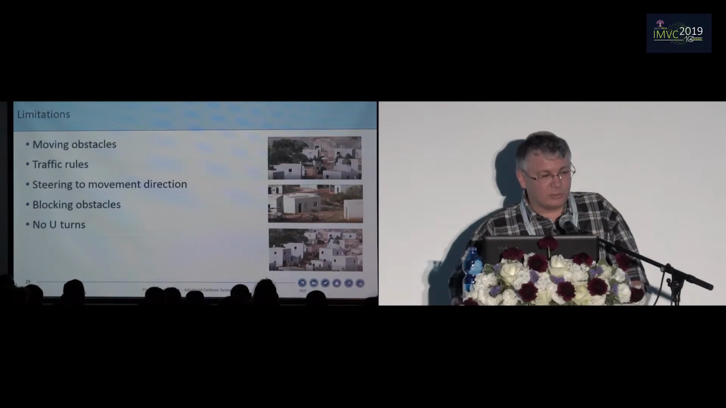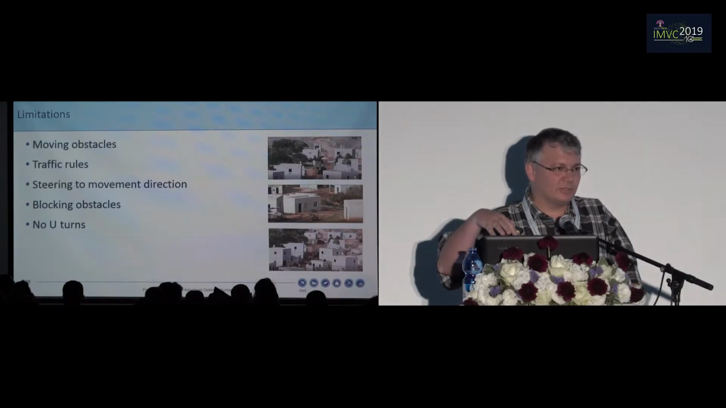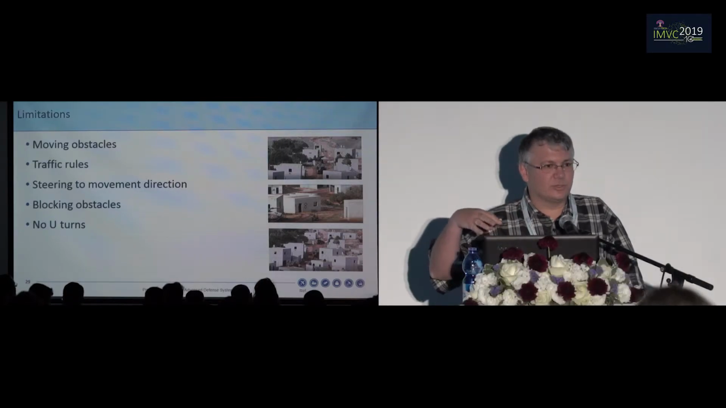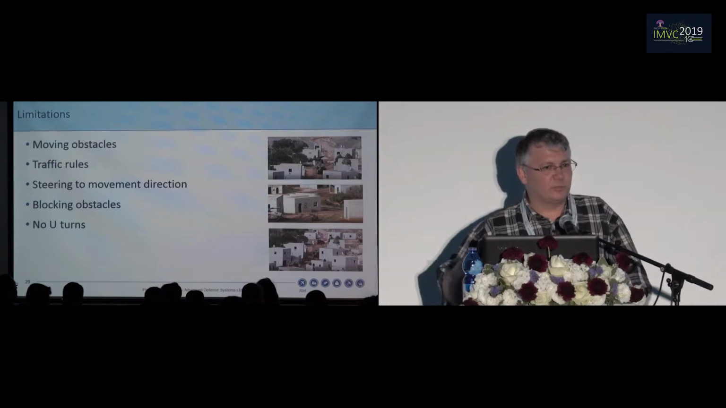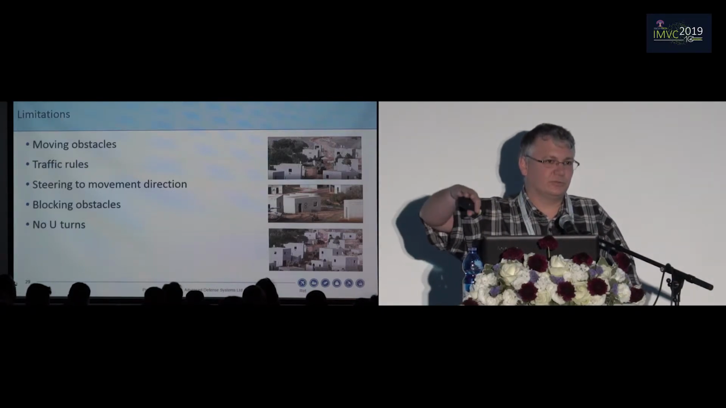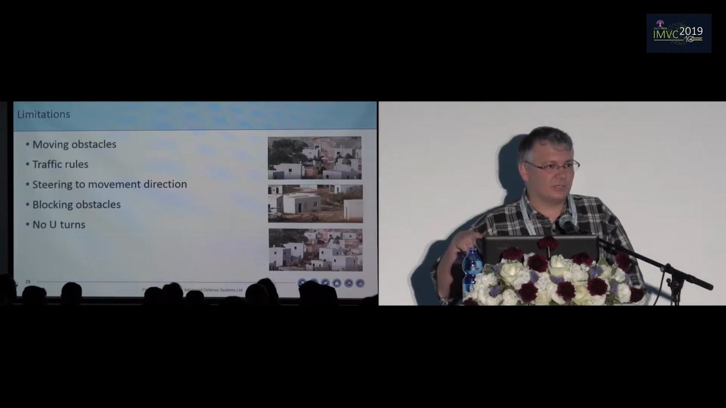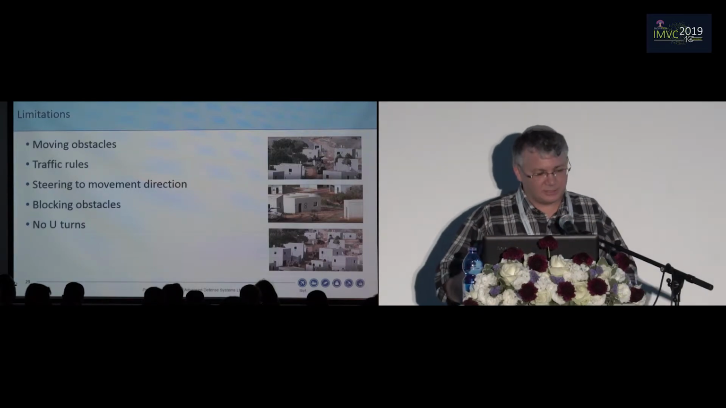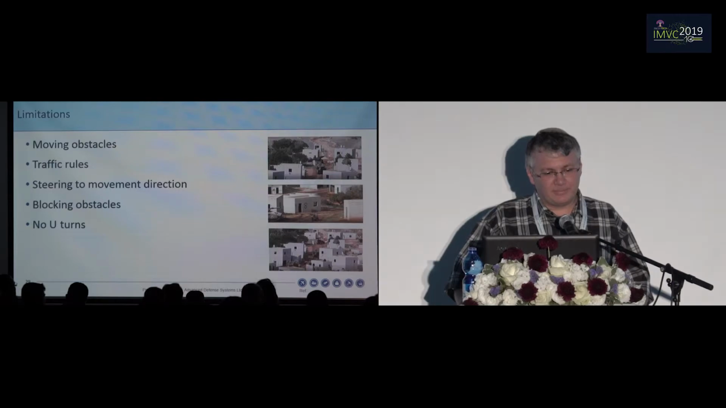Another point is blocking obstacles. I said we add the obstacles, but they never block the roads. If the obstacle is blocking the whole passage, we need to reconsider the whole navigation. This is also the problem if we miss the turn and enter the wrong trail. So our system cannot do a U-turn. If the navigation is gone, it will crash sometime. It will not reach the target.